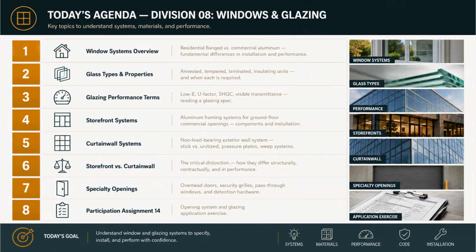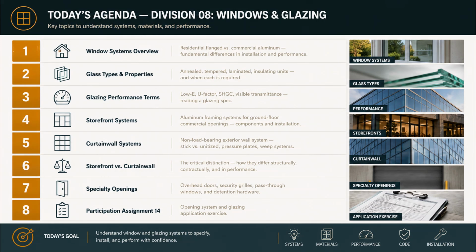Block 1, Window Systems Overview, Residential Flanged versus Commercial Aluminum, the fundamental differences in installation and performance. Block 2, Glass Types and Properties, Annealed, Tempered, Laminated, Insulating Units, and when each is required. Block 3, Glazing Performance Terms, Low-E, U-Factor, SHGC, Visible Transmittance, Reading a Glazing Spec.